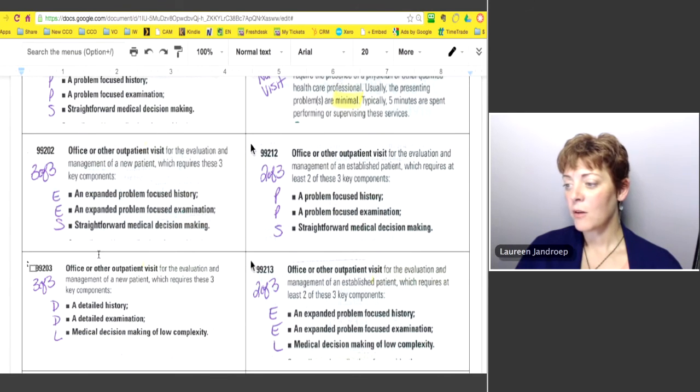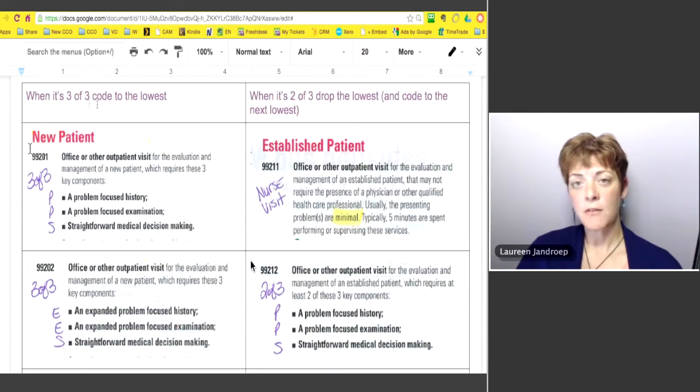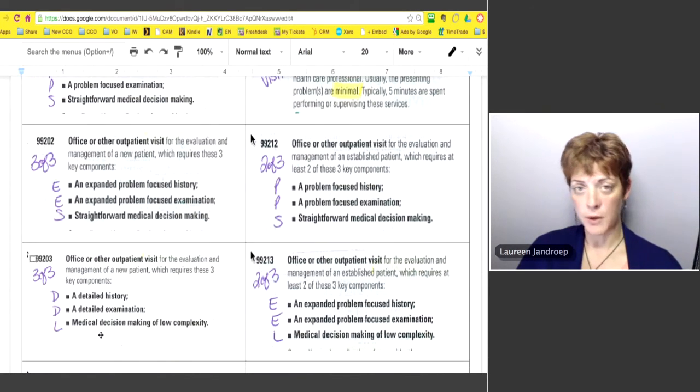So a PEL, when it's 3 of 3, the little rhyme up here, when it's 3 of 3, you code to the lowest, because it requires all 3 components to be met. So even though we had one of them on level 3, we don't have all 3 of them on level 3, so we can't code at a level 3.